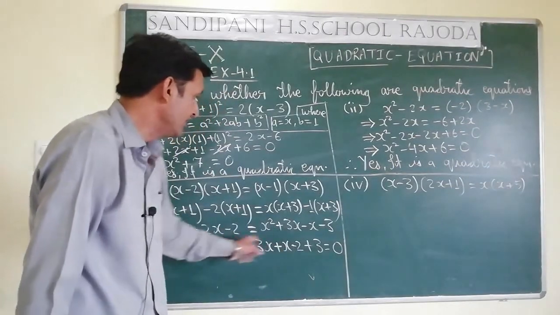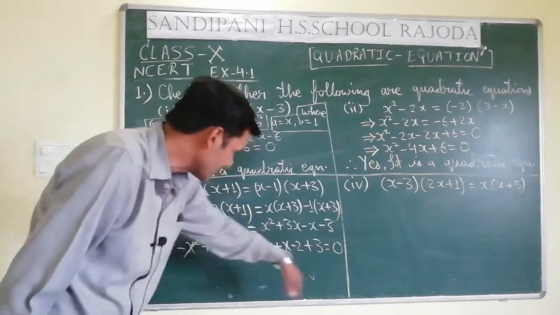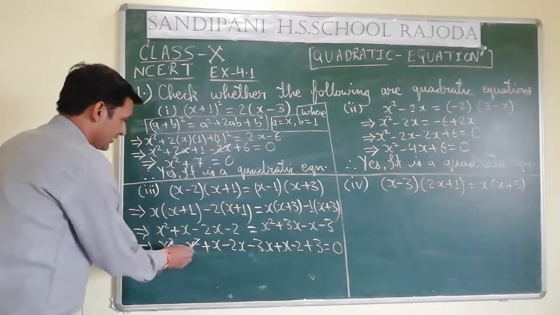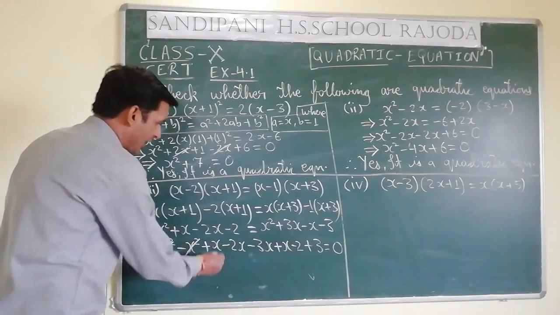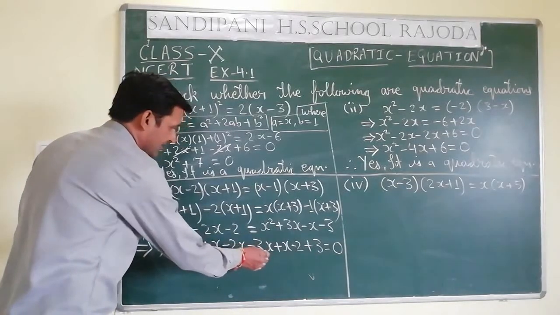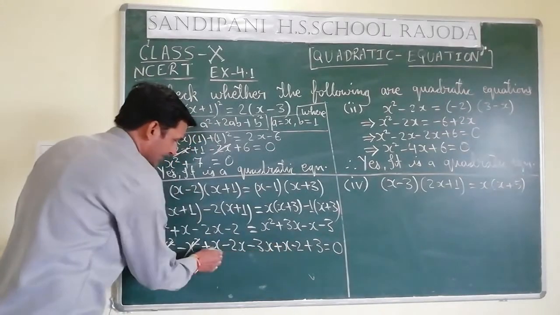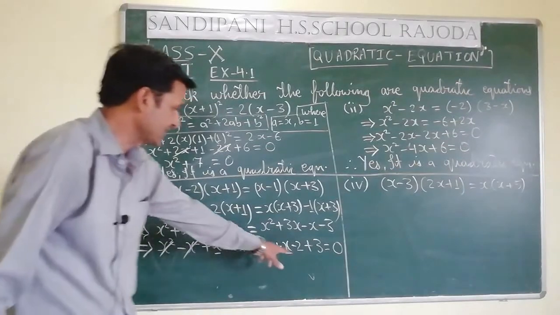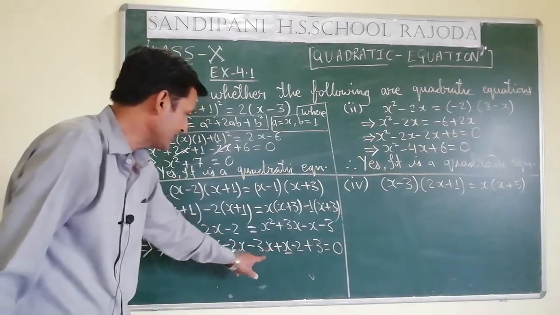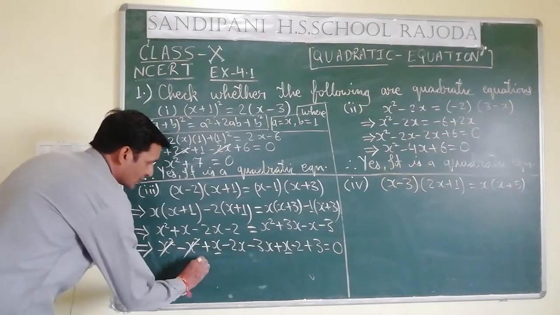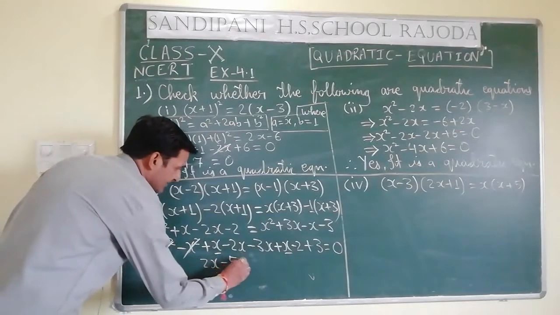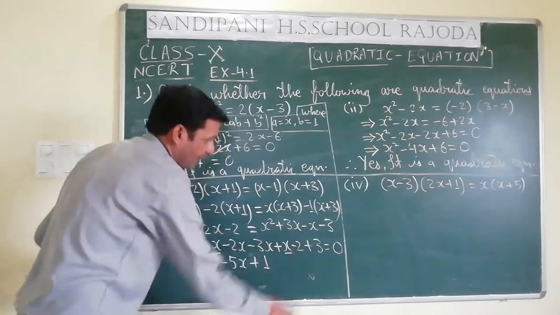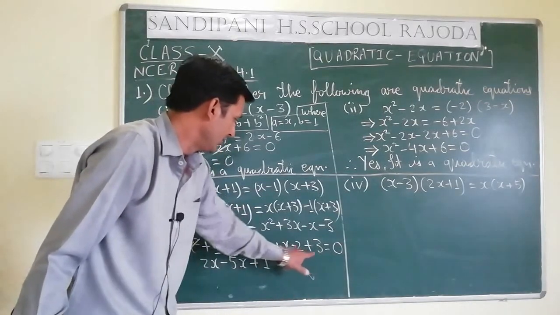This minus 3 is transposed from RHS to LHS, then it will be plus 3 is equal to 0. So now this x square term is cancelled. Now x minus 2x minus 3x means positive x, these are two positive x, so x plus x is 2x, and minus 2x minus 3x means minus 5x. So 2x minus 5x plus 1, because 3 minus 2 is plus 1, it is having positive sign.